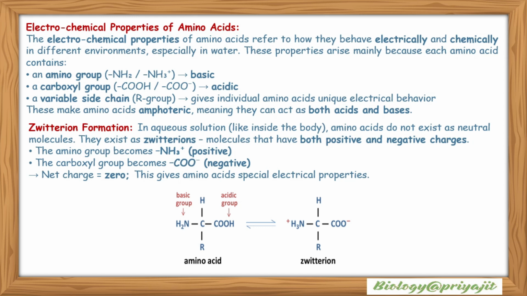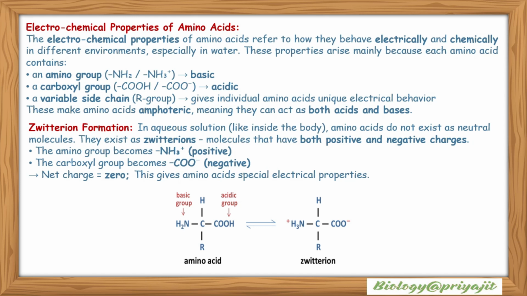Electrochemical properties of amino acids. What do you mean by electrochemical properties of amino acids? The electrochemical properties of amino acids refer to how they behave electrically and chemically in different environments, especially in water.